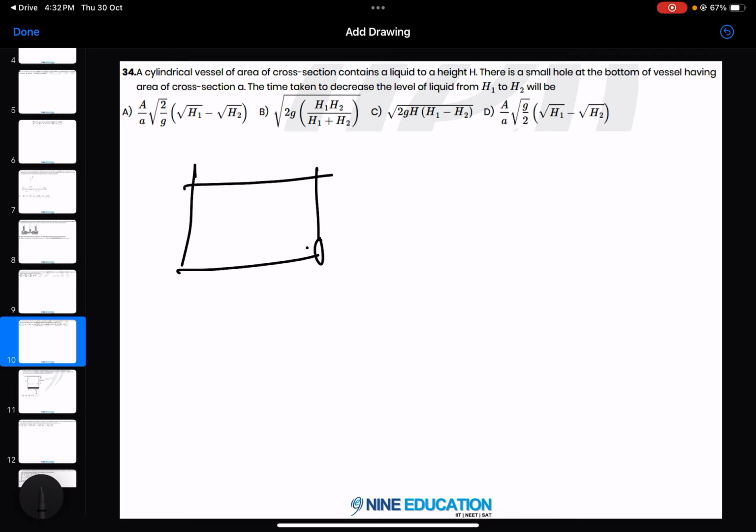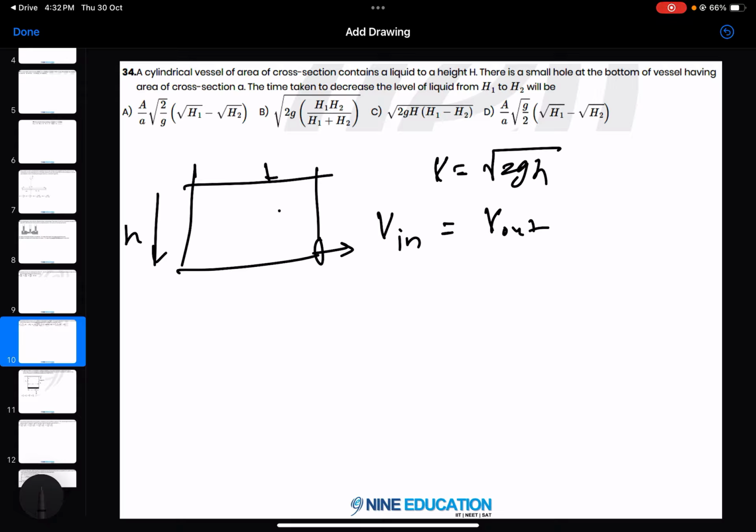So we have a container. We need the time taken for the level to drop from h1 to h2. So velocity of efflux is under root 2gh when this height is h. So basically to find this, we will equate the volume going out here with the volume that is dropping here. Let's say this is 1 and this is 2, which gives us a1 v1 equal to a2 v2.